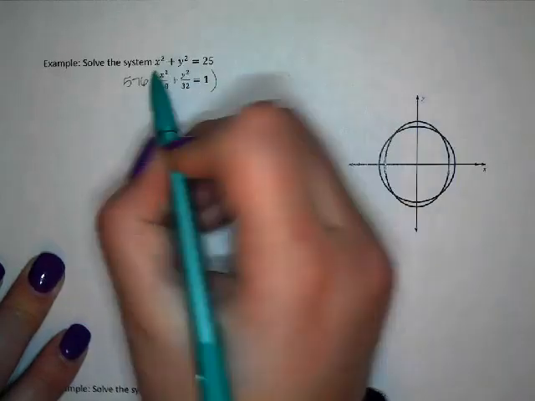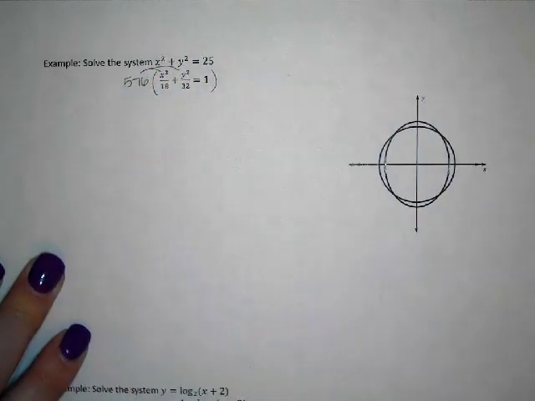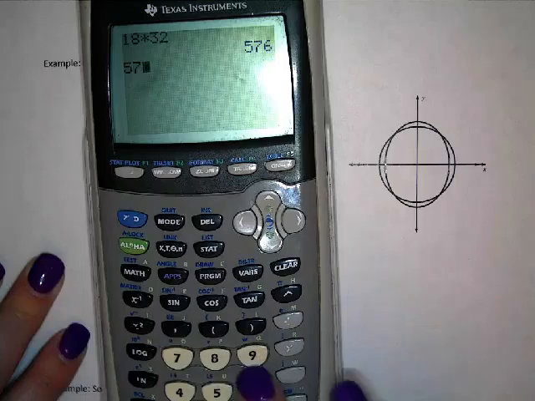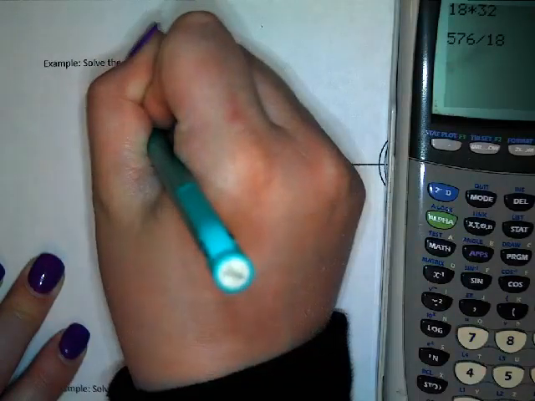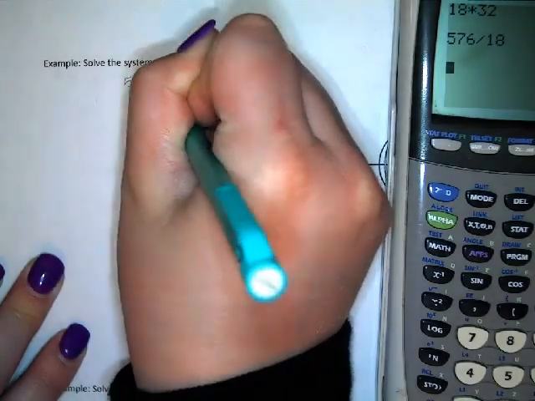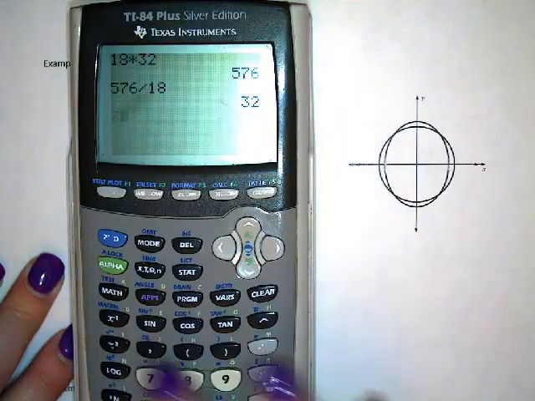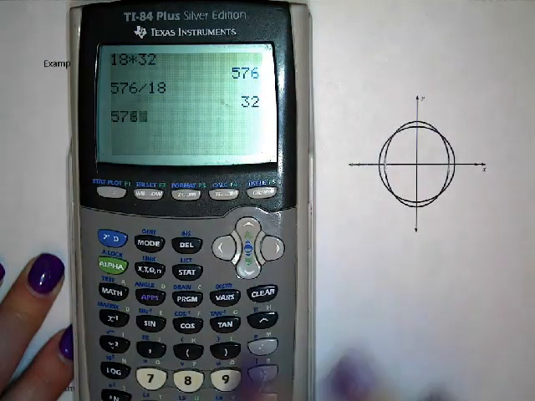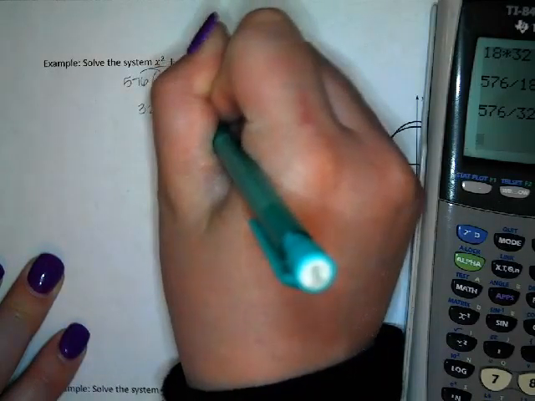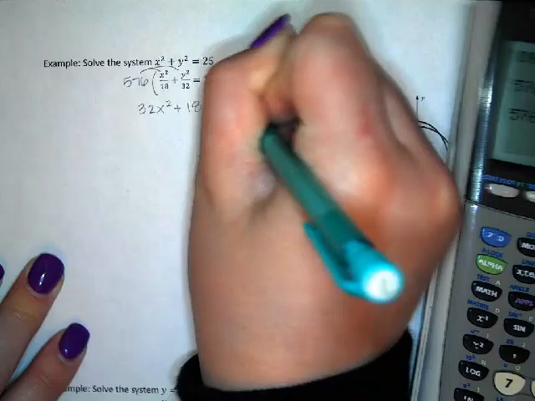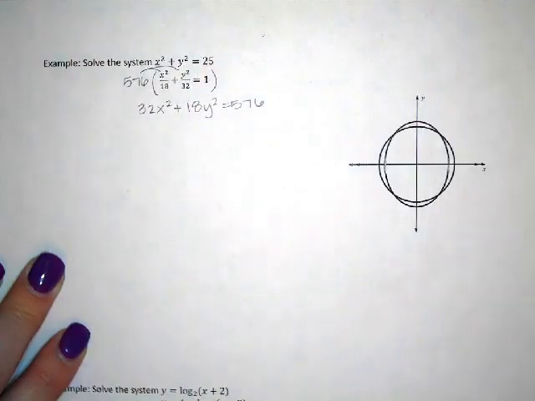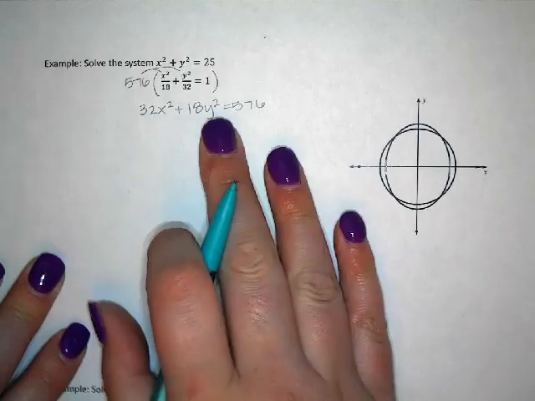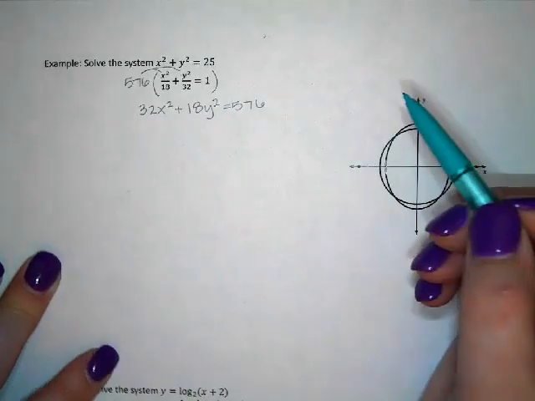So for the first part, 576 divided by 18 is 32, so that would give me 32x squared. 576 divided by 32 is going to be 18. And then the 576 times the 1, obviously, is just 576. So at this point, my numbers are kind of large, but at least I don't have fractions.